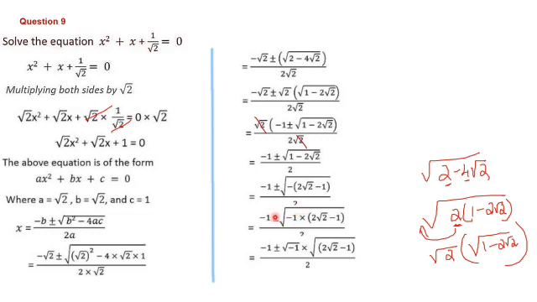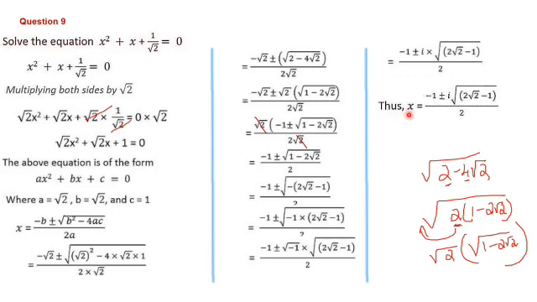This root of minus 1 we can split: root of minus 1 into root of 2 root 2 minus 1, divided by 2. Now root of minus 1 we know, the value is iota. Minus 1 plus or minus i into root of 2 root 2 minus 1 divided by 2. Therefore x is equal to, this is the solution, minus 1 plus or minus i into root of 2 root 2 minus 1 divided by 2.